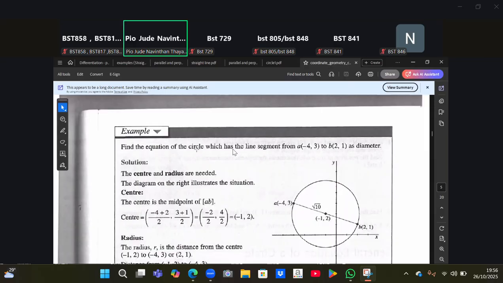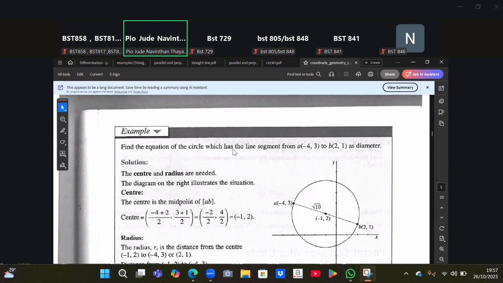Find the equation of the circle which has the line segment from this as diameter. The diameter will go through the center. This is the diameter. Because we need to find the equation of a circle, at the center we need the radius.